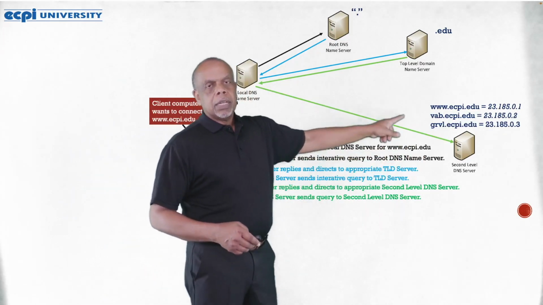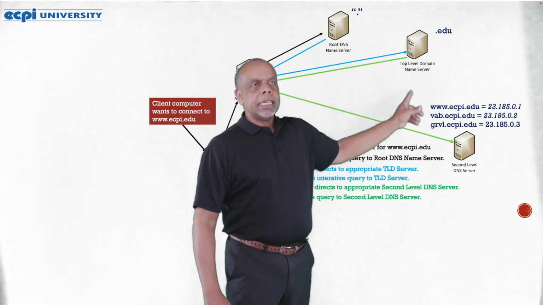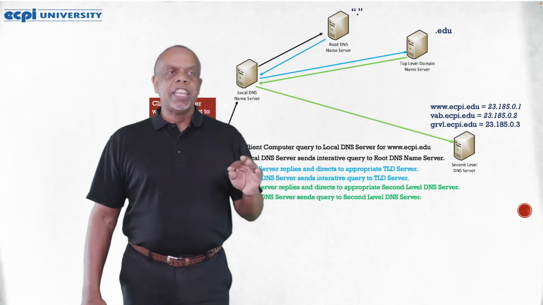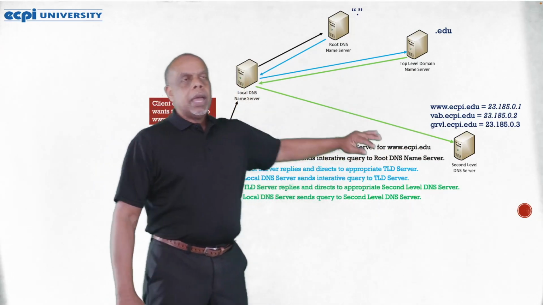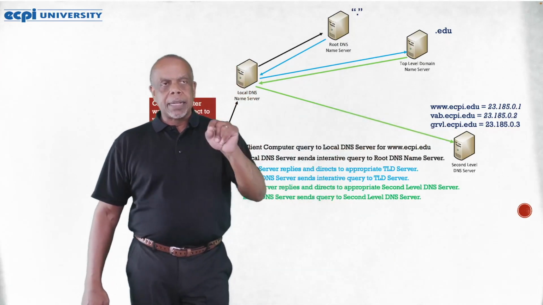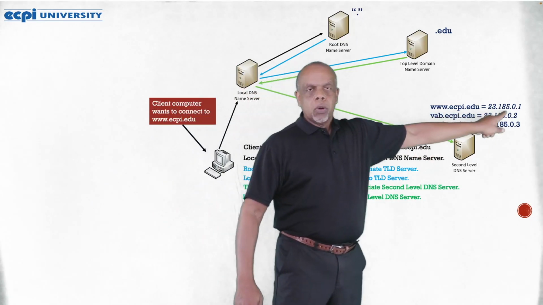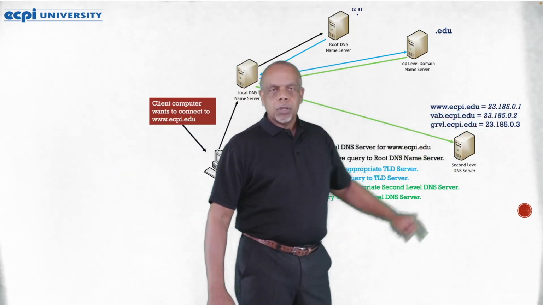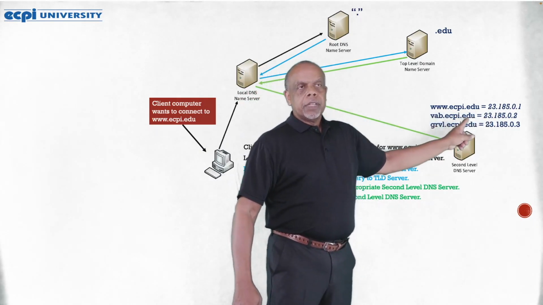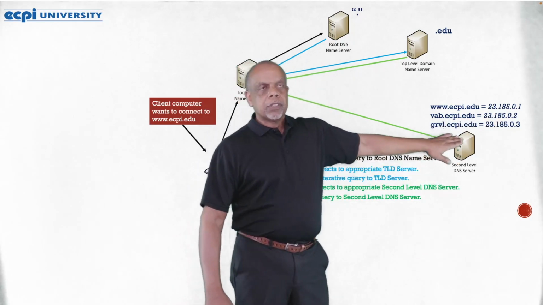Now at the second level, it says yes, because ecpi.edu, it controls www.ecpi.edu, it controls vab.ecpi.edu, as well as it controls Greenville, grvl.ecpi.edu. And now it says, okay, guess what? I know what the IP addresses are for those locations. For ECPI for the website, there's the IP address. For VAB ECPI, that's the address. And for the Greenville site.